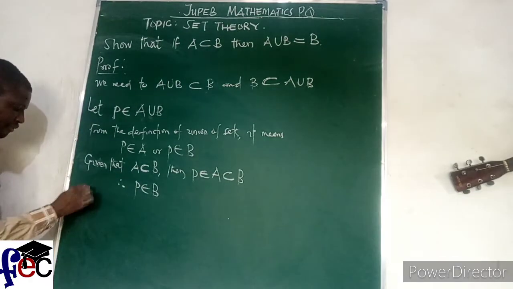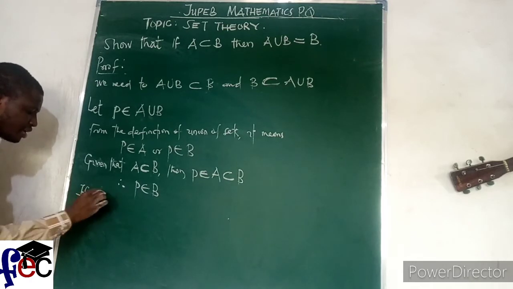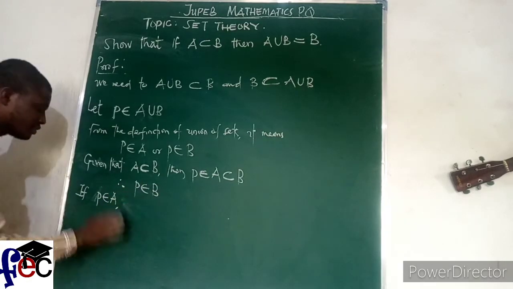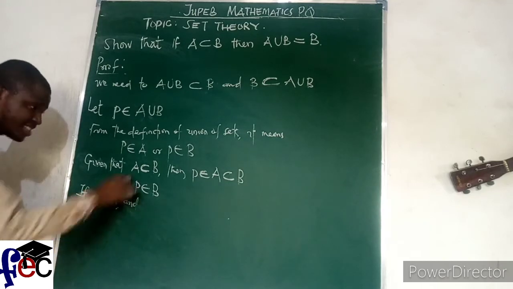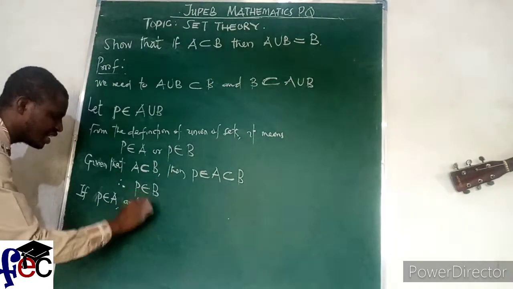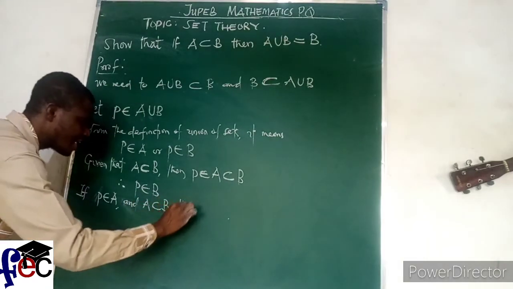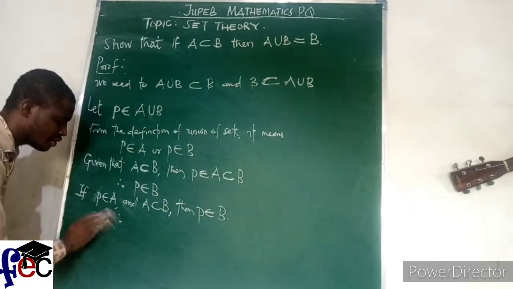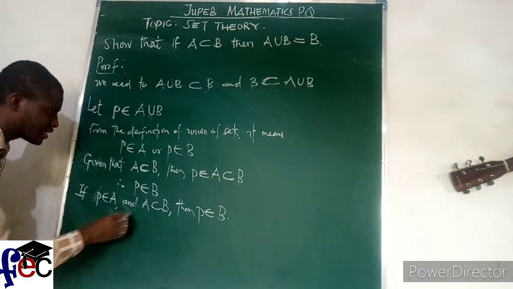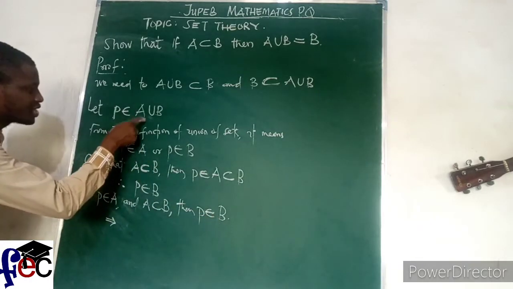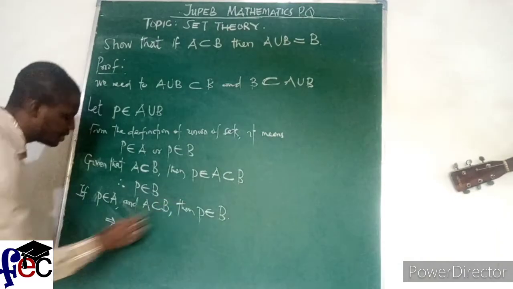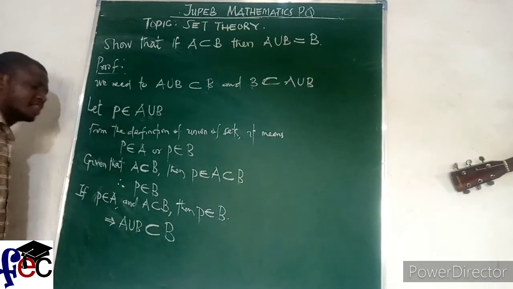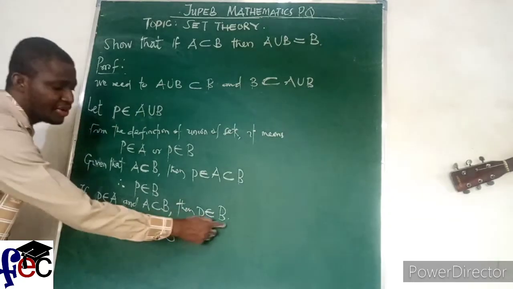So that shows that if P is a member of A, and I'm still saying the same thing here, if P is a member of A and A is a subset of B, then P is a member of B. So therefore, it implies that P, which is already a member of A union B, is now a member of B. So I can say that A union B is going to be a subset of B, because an arbitrary element in A union B can be found in B.